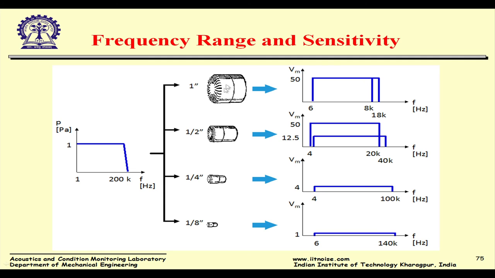The large size means I have a large area, and then the sensitivity is very, very high. 50 millivolts per Pascal is the typical sensitivity, and somewhere around 1.2 to 1.4 millivolts per Pascal is the sensitivity of a 1/8 inch microphone. And if the size reduces, the frequency response increases.